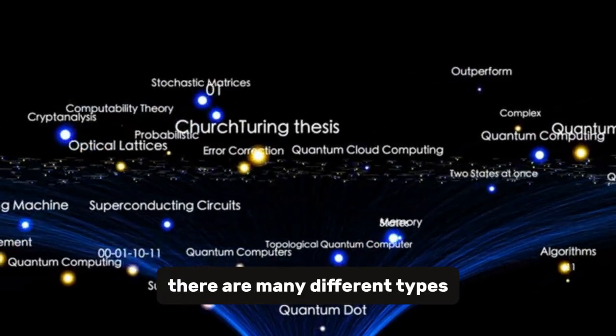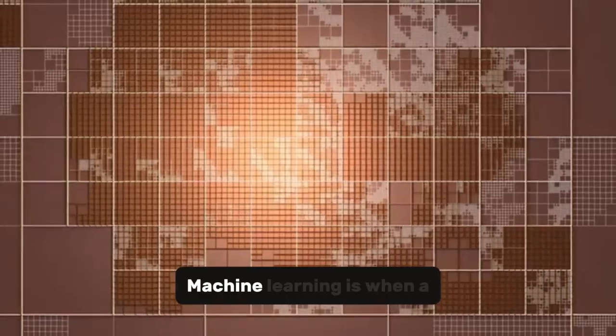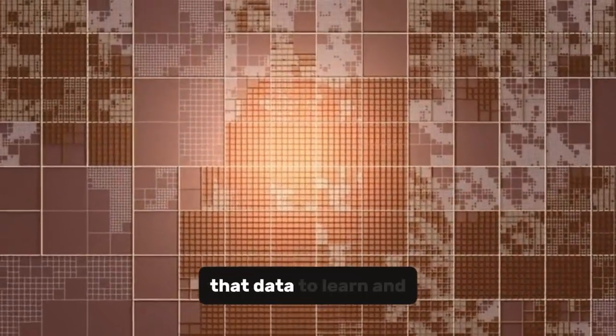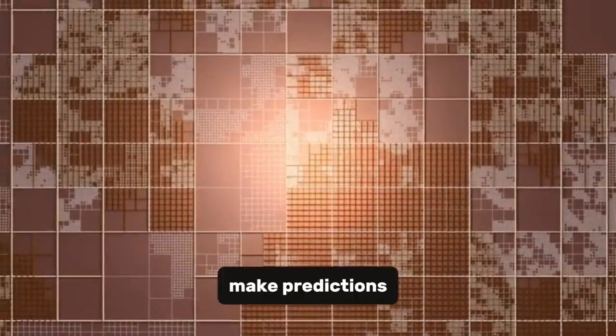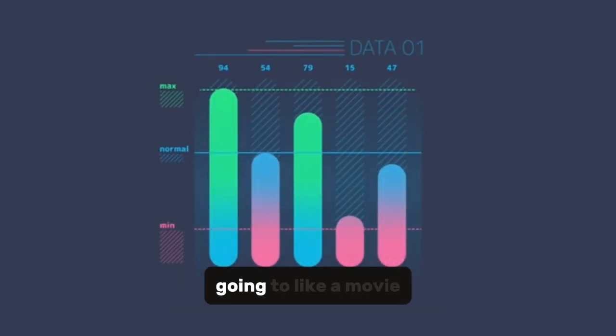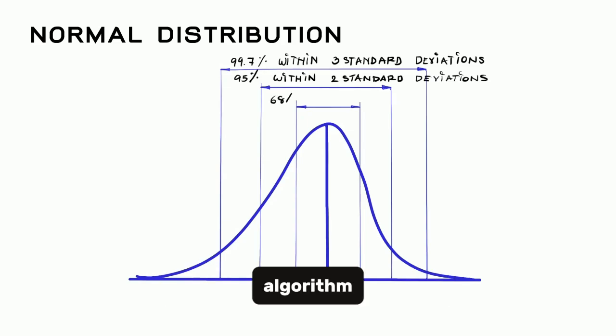Now, there are many different types of AI, but the most common type is called machine learning. Machine learning is when a computer program is fed a bunch of data, and then it uses that data to learn and make predictions. For example, if you wanted to build a program that could predict whether or not someone was going to like a movie, you would first need to collect a bunch of data on people's movie ratings. Then you would feed that data to your machine learning algorithm.